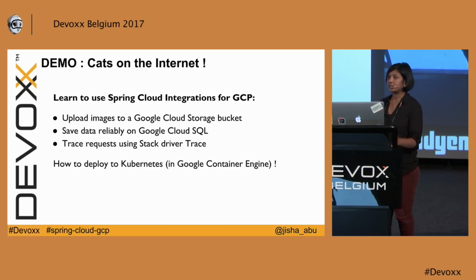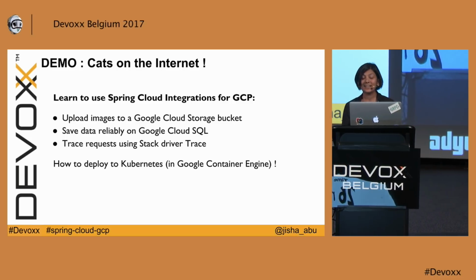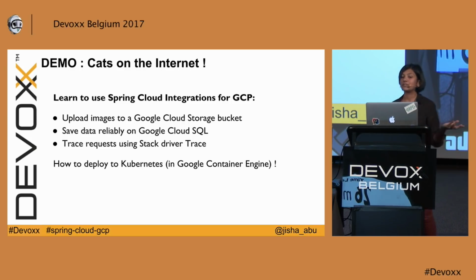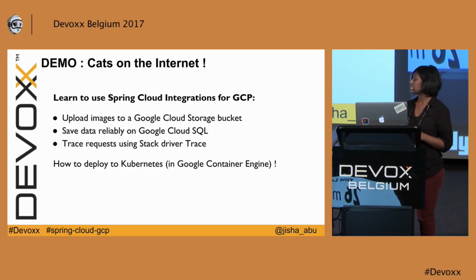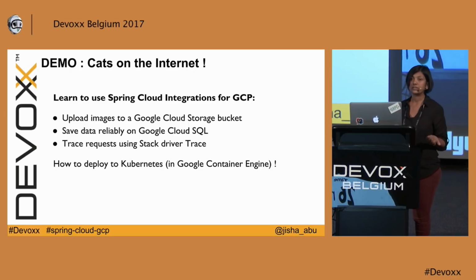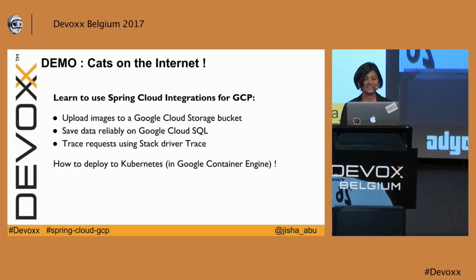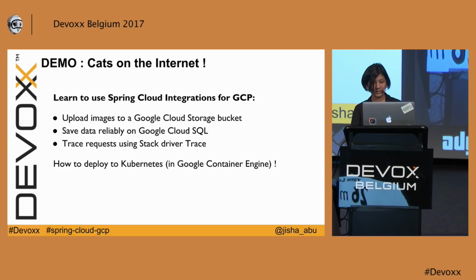It's a tools in action talk, so what I really want to do is showcase how you would leverage some of these integrations. I just figured cat pictures will keep your attention. We will upload some cat images to a Google Cloud Storage bucket. We will save some cat information as profile information in Google Cloud SQL. We'll trace the requests using the integration I mentioned with Stackdriver Trace. And finally, hopefully if time permits, we will deploy it to Kubernetes, running in the Google Container Engine.